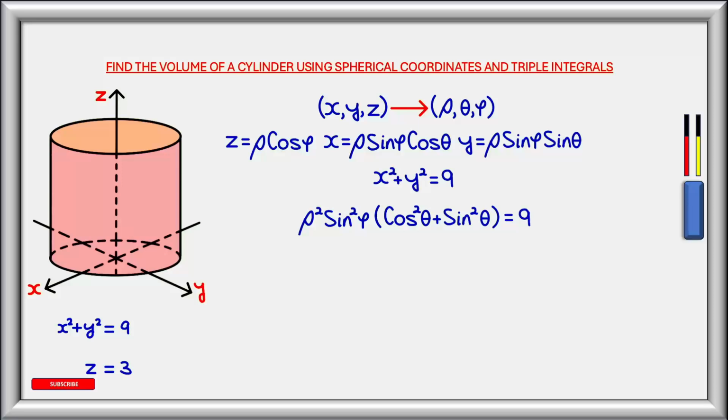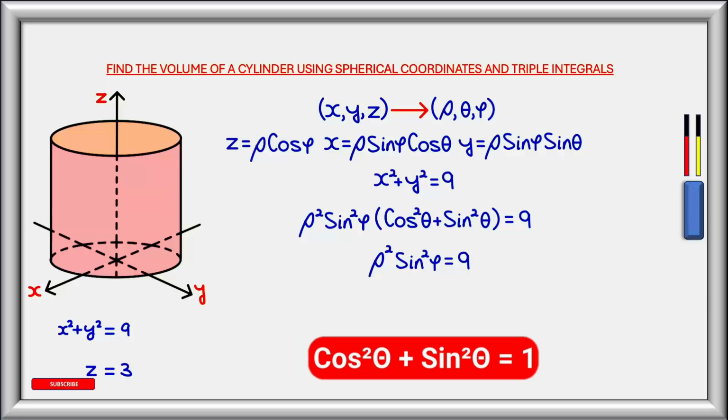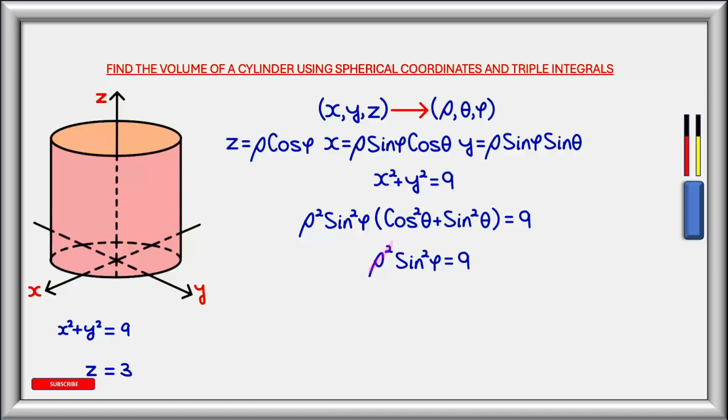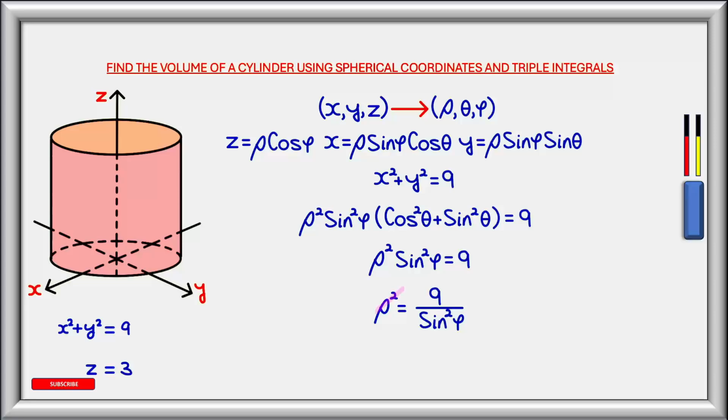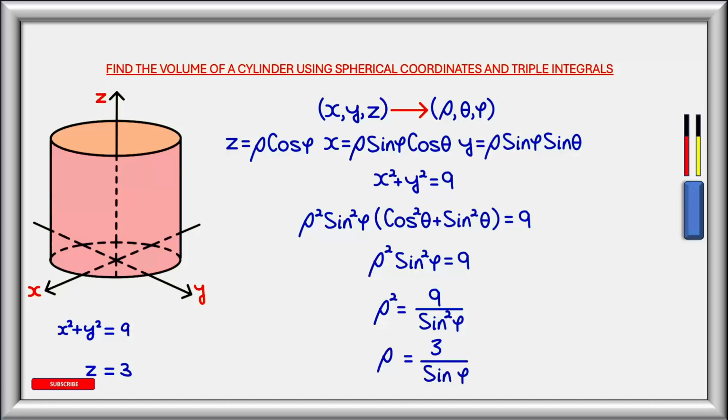After making this substitution, we get rho squared sine squared phi into the bracket of cos squared theta plus sine squared theta is equal to 9. And using the trig substitution, where cos squared theta plus sine squared theta is equal to 1, we're left with rho squared sine squared phi is equal to 9. And therefore, rho squared is equal to 9 divided by sine squared phi. And taking the positive square root of both sides of this equation, we have rho equals 3 divided by sine phi.